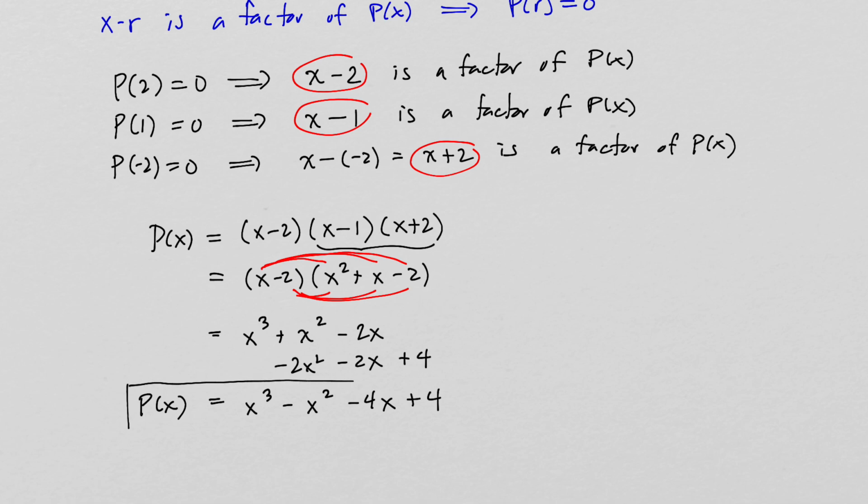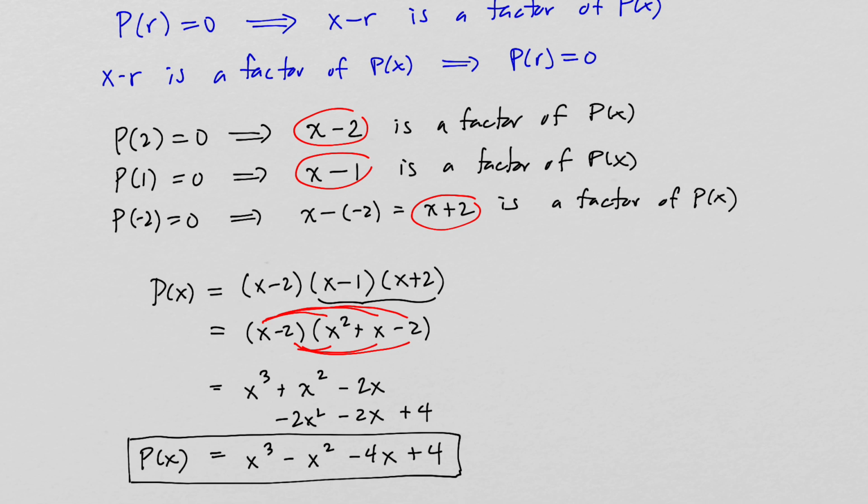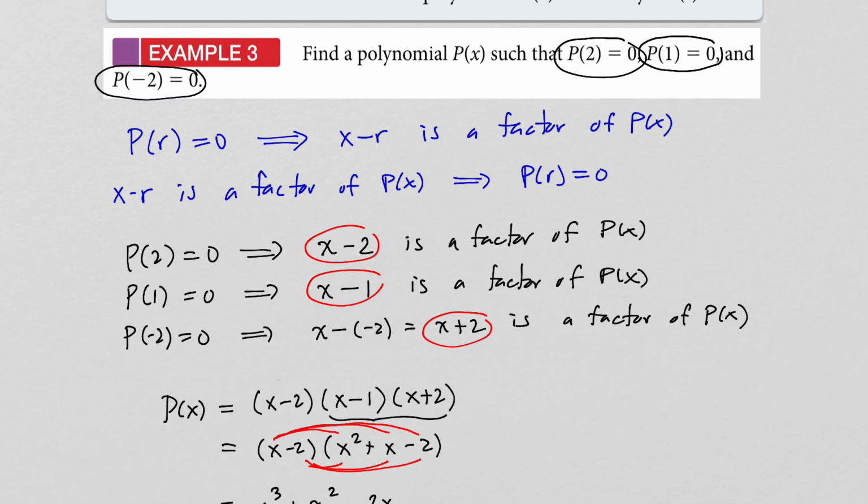And so we know that this polynomial must have these factors, right? Because we multiplied them out. Furthermore, if you plug in the number 2, 1, or negative 2 into this polynomial, you will get 0. And you can verify that on your own if you like. So knowing when a polynomial equals 0 tells you about the polynomial. It tells you what the factor is of that polynomial.